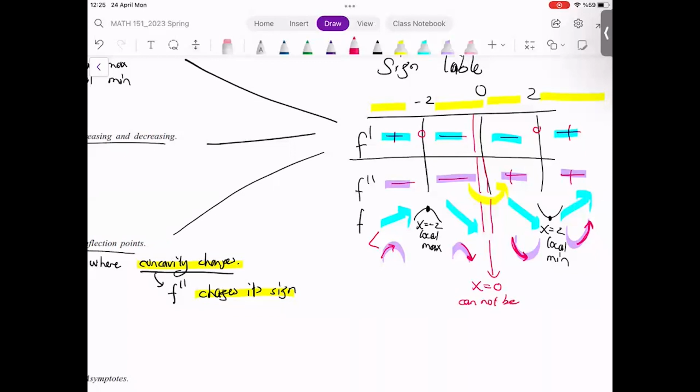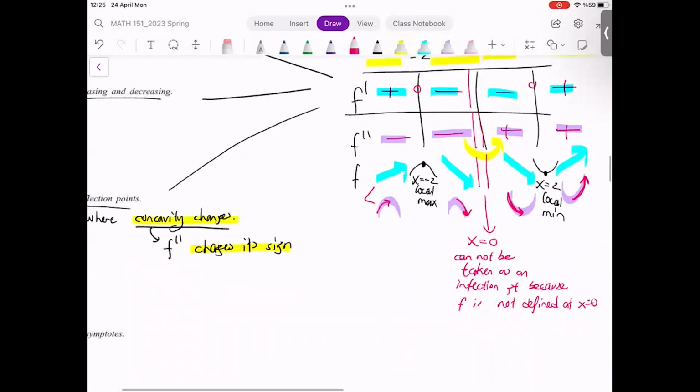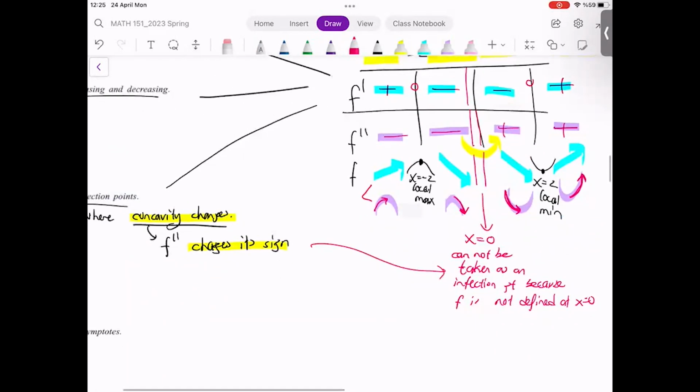Cannot be taken as an inflection point because your function f is not defined at x equals 0, because it has a double line there. Okay, this is the explanation about inflection point.